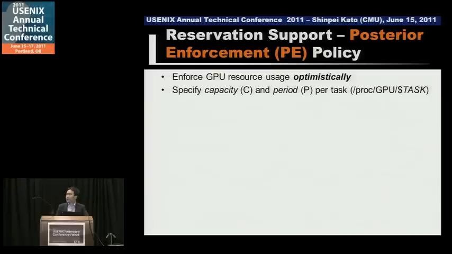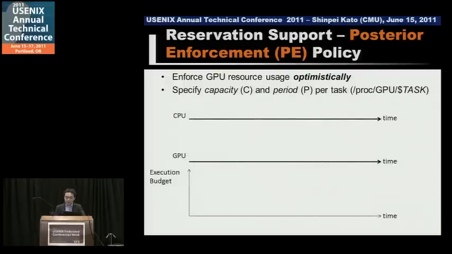And furthermore, TimeGraph also supports GPU reservation functions to ensure the GPU resource usage is not overutilized. So there are two reservation policies supported. Let's look into the first policy, posterior enforcement. According to this reservation policy, the execution budget is initialized to the specified capacity set by system designers. Let's assume that in this case, the high priority task has a reservation and the low priority task doesn't. The budget is initialized to the specified capacity at first.